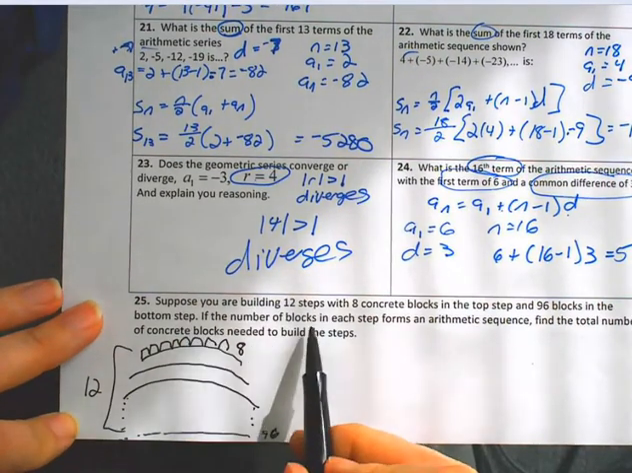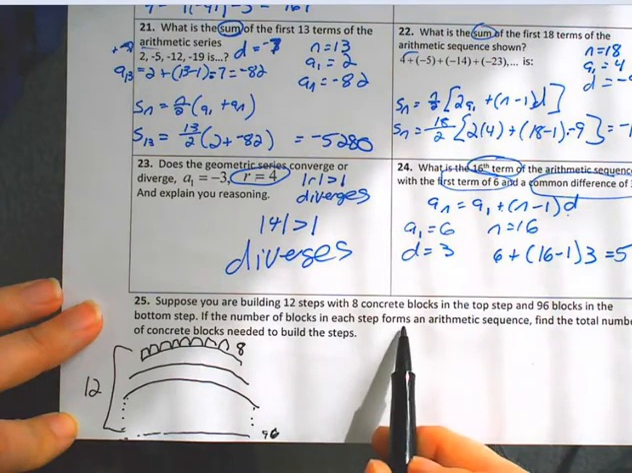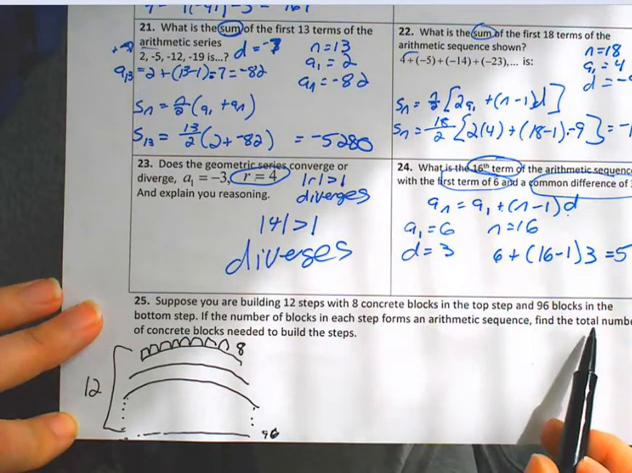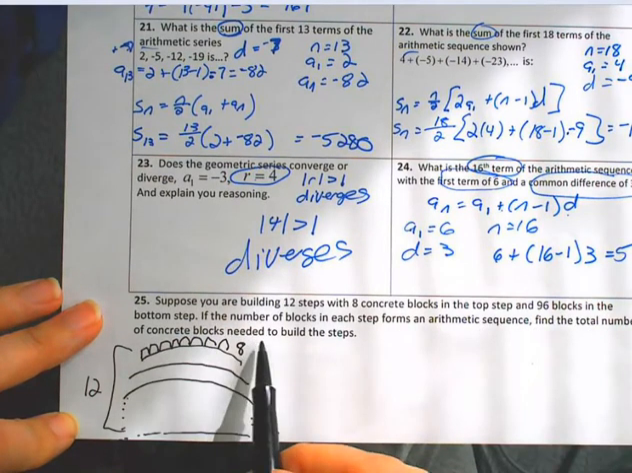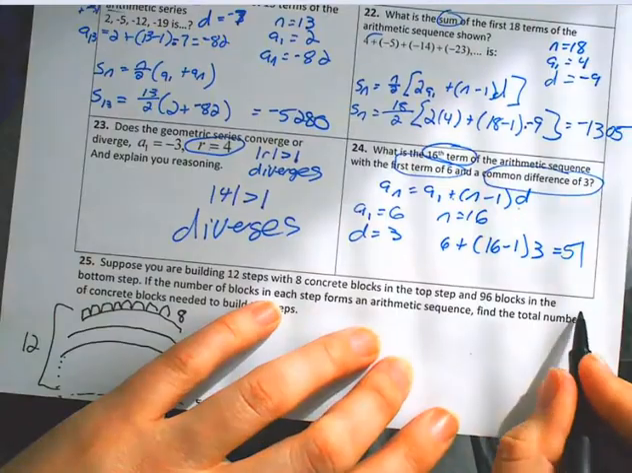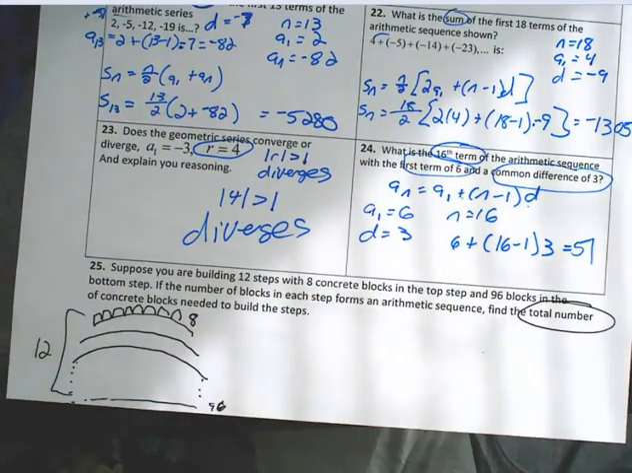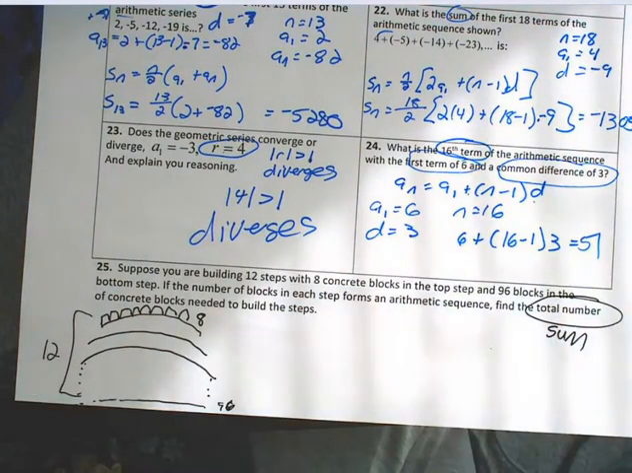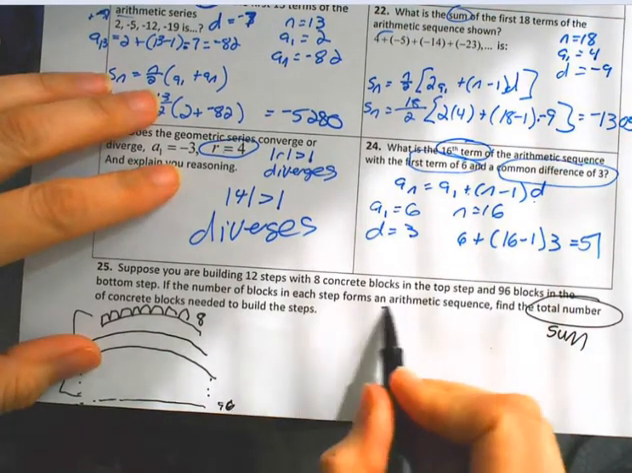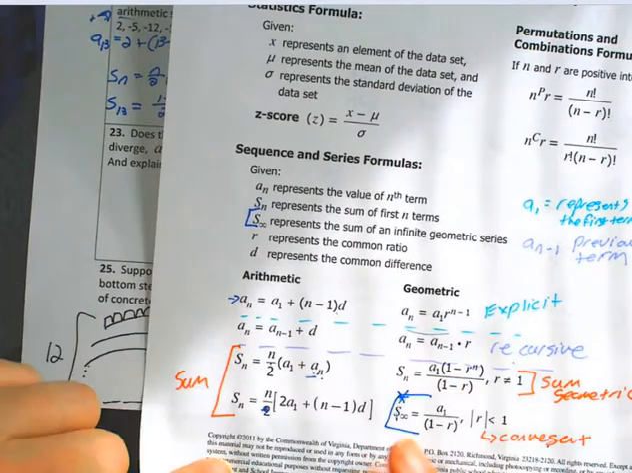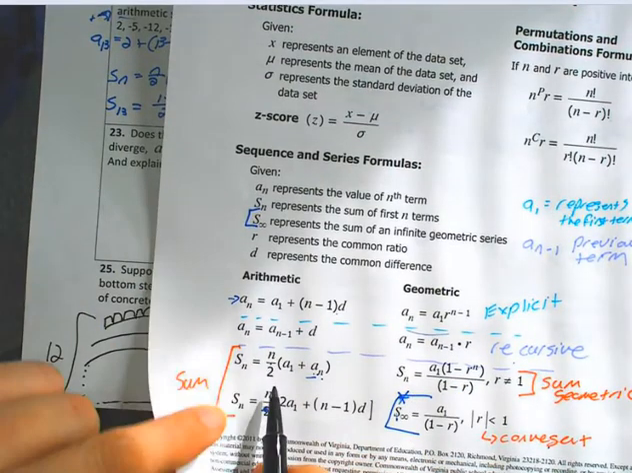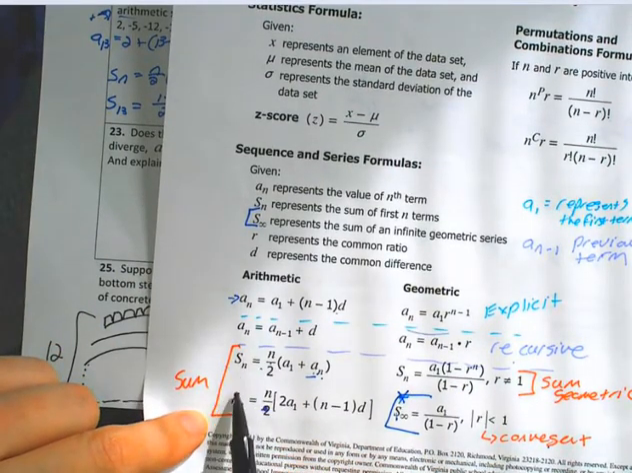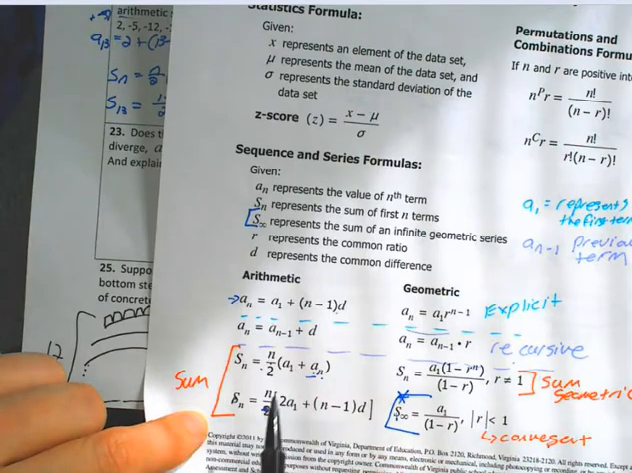If the number of blocks in each step forms an arithmetic sequence, find the total number of concrete blocks needed to build the steps. So the total number, okay, total number means sum. So they want to know the sum of the concrete blocks. All right, so we need sum, and it says that it's an arithmetic sequence. So let's see what information we have. We know we have to do with one of these two formulas because we're dealing with sum and arithmetic.